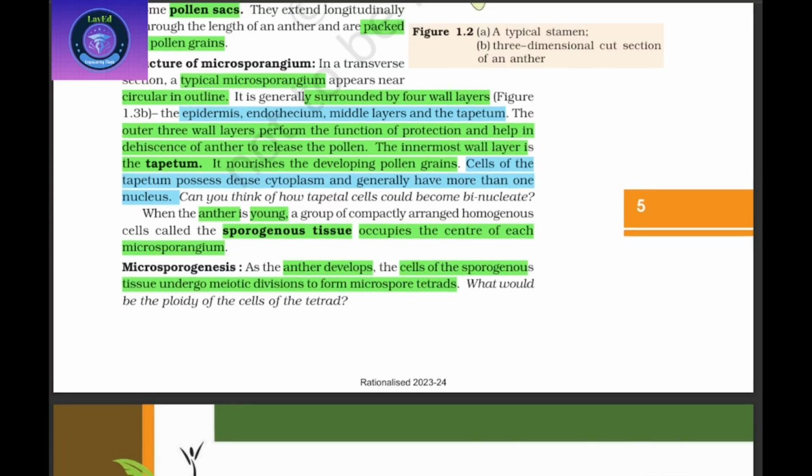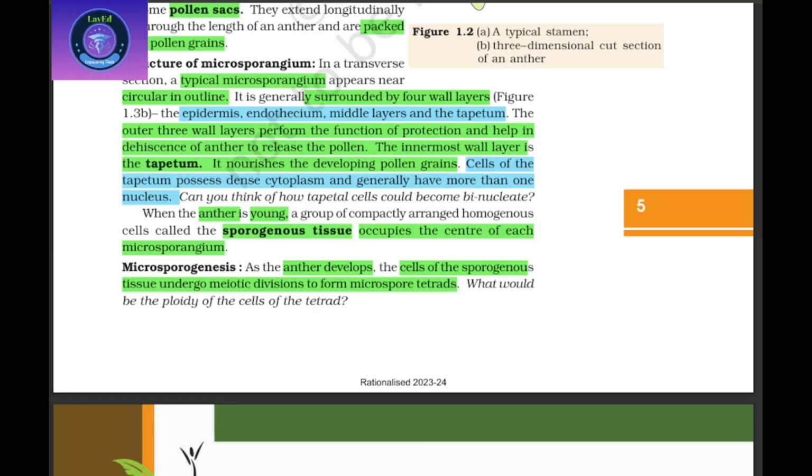It is generally surrounded by four layers. I have already discussed epidermis, endothecium, middle layers, and tapetum. The outer three layers perform the function of protection and help in dehiscence of the anther to release the pollen. The innermost wall layer is tapetum. It nourishes the developing pollen grains. Cells of tapetum possess dense cytoplasm and generally have more than one nucleus.